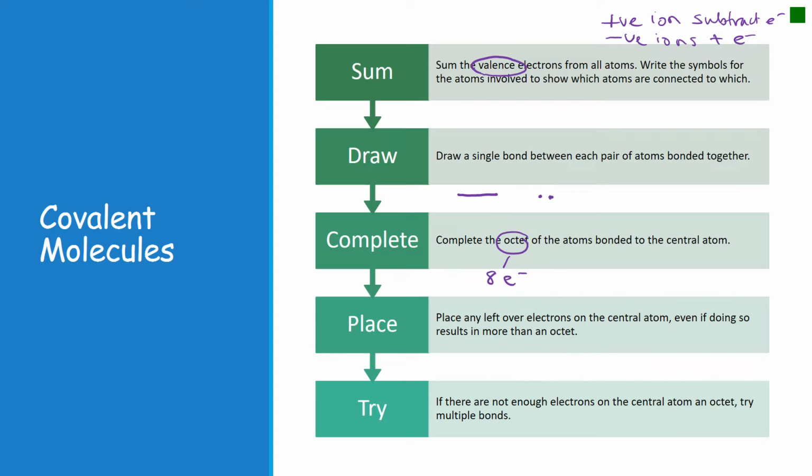If there are not enough electrons on your central atom, so it hasn't got 8, and it's not an exception to the process, then you're going to have to try multiple bonds. And a double bond is represented as 2 lines or 4 dots, and a triple bond is represented as 6 dots or 3 lines.